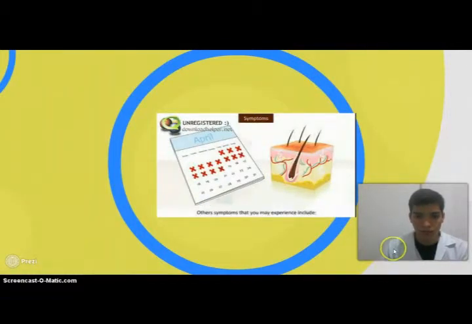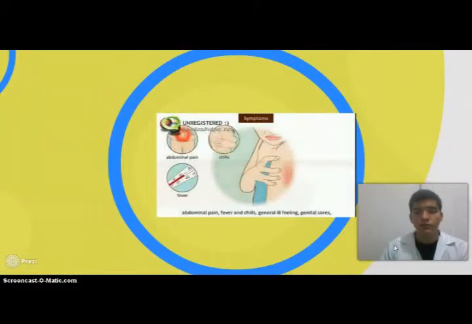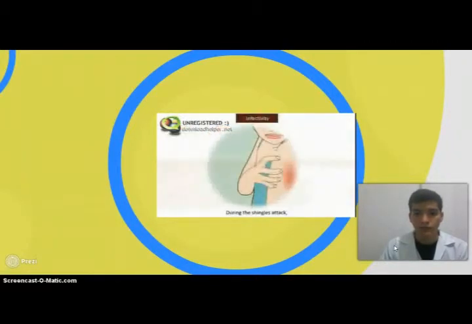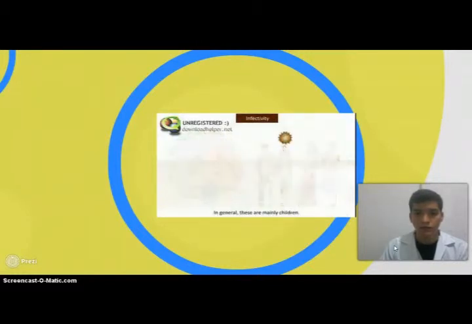Other symptoms that you may experience include abdominal pain, fever and chills, general ill feeling, genital sores, headache, joint pain, and swollen lymph nodes. During the shingles attack, especially when skin blisters are present, the virus can be transmitted to people who have never had a varicella virus. In general, these are mainly children.